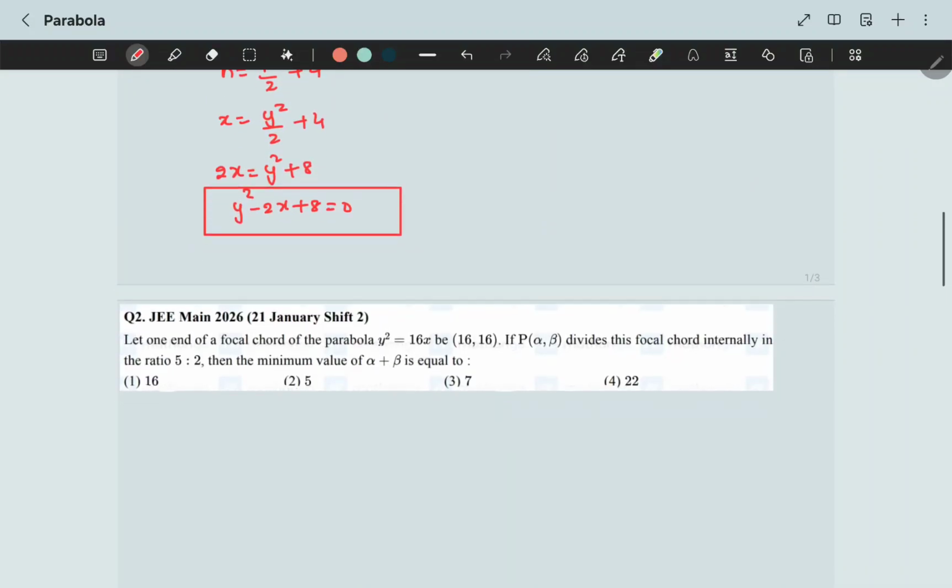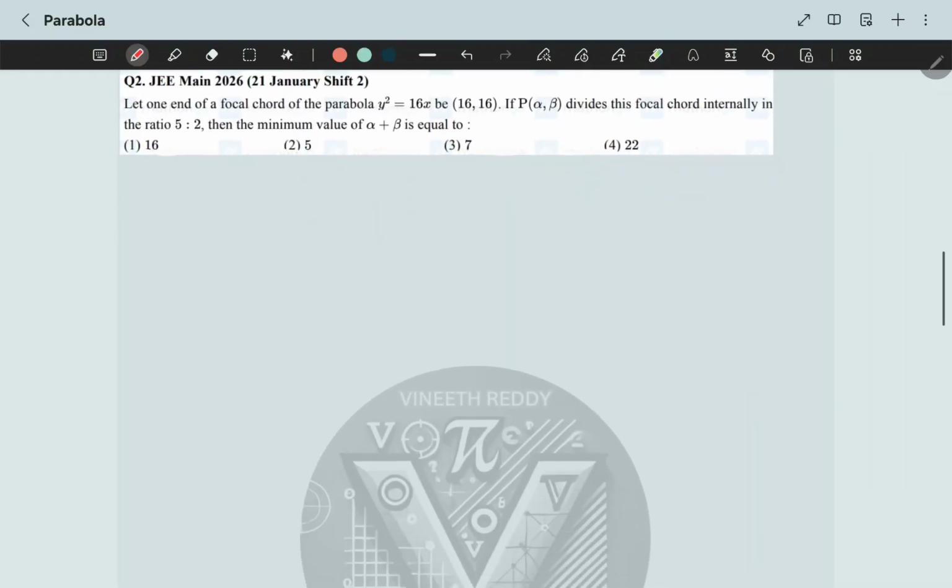Let us now go to the next question. The next question says: let one end of a focal chord of the parabola be (16, 16).